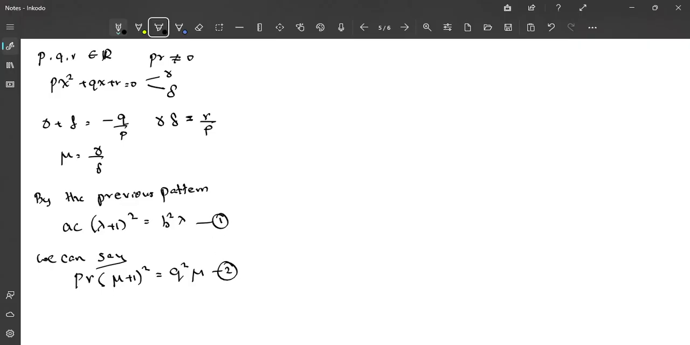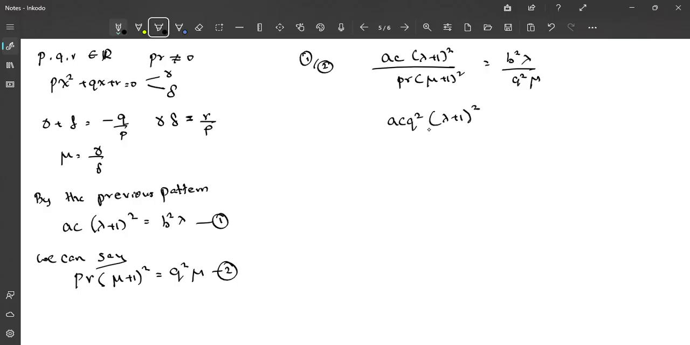Show that λ equals μ or λ equals 1 over μ holds if and only if ACQ² equals PRB². Okay, now we'll divide the first equation by the second equation. So you will get AC(λ+1)² over PR(μ+1)² equals B²λ over Q²μ. Now if you cross multiply, you get ACQ²(λ+1)²μ equals PRB²λ(μ+1)².